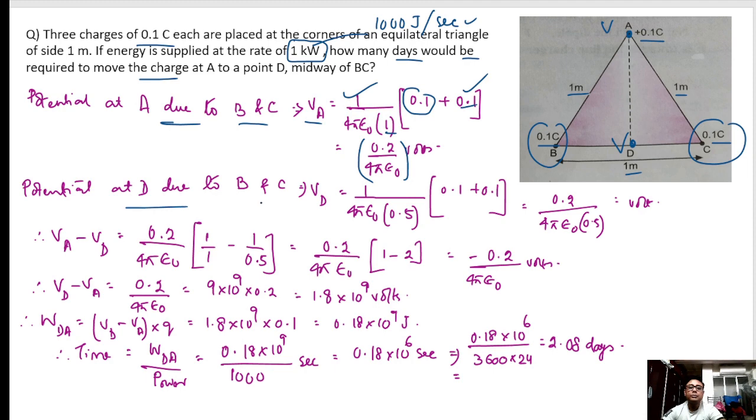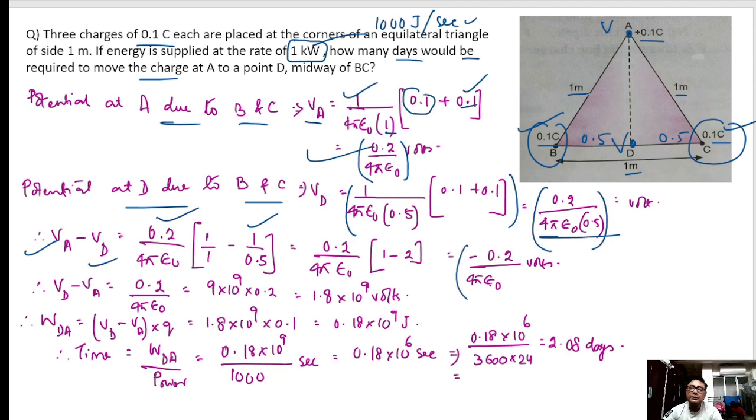Potential at D due to B and C. Now here distance will be taken as half meter, 0.5 meter, and this is 0.5 meter. So potential due to this at D and due to this at D. Here we are finding it out, which is coming this. So what is the potential difference between A and D? We'll subtract both values, taking commons. So this is the potential difference, and as you can see, if I put the value 1 by 4 pi epsilon O, this is the potential difference.